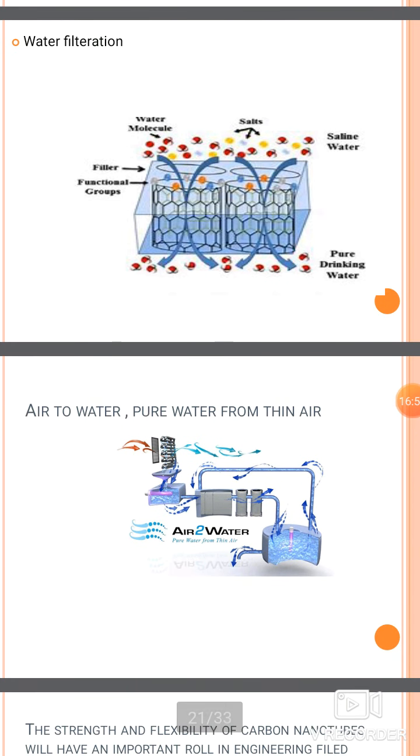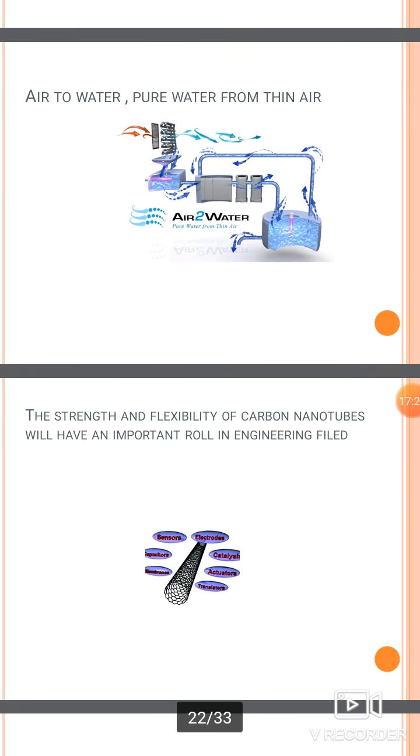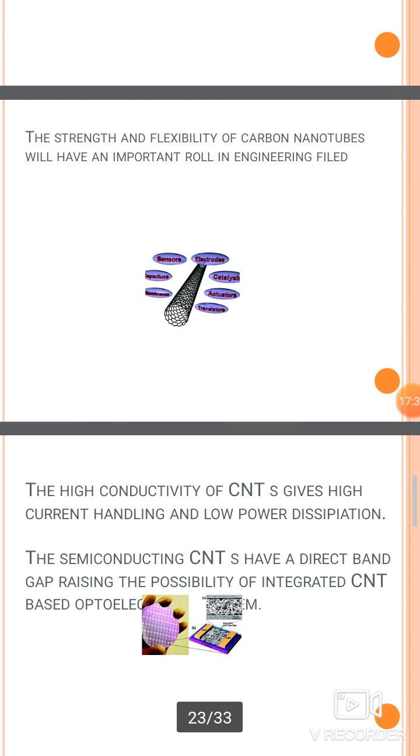And this is a diagram for water filtration. See, there are two carbon nanotubes, water molecules and salts, saline water, and we convert it into pure drinking water. So from salt water we can get drinking water, and this filter is used to filter unwanted molecules. So it is just a short diagram. And this one is air to water, pure water from thin air. Air to water means converting thin air into pure water. So it is a diagram.